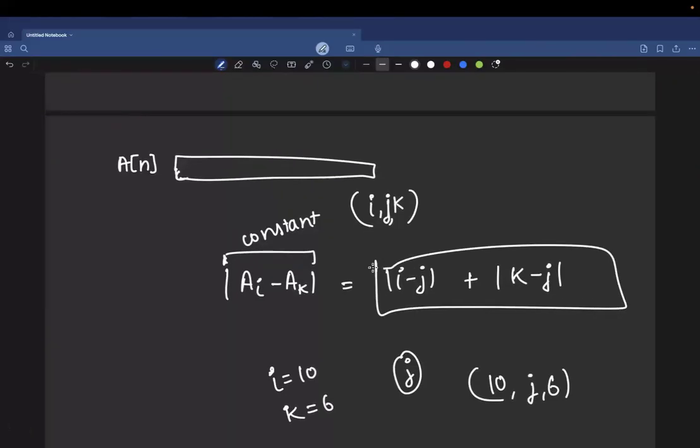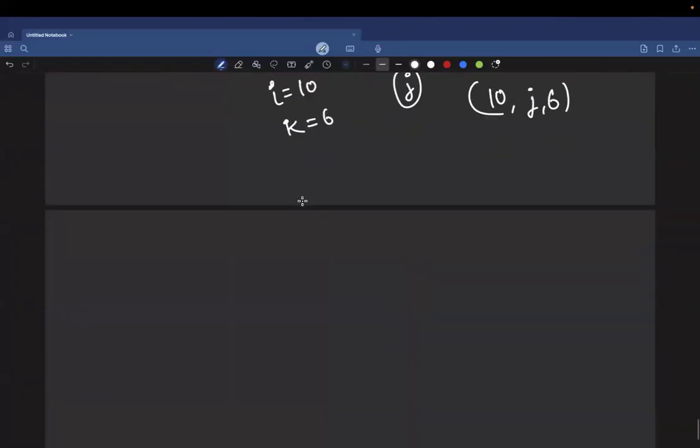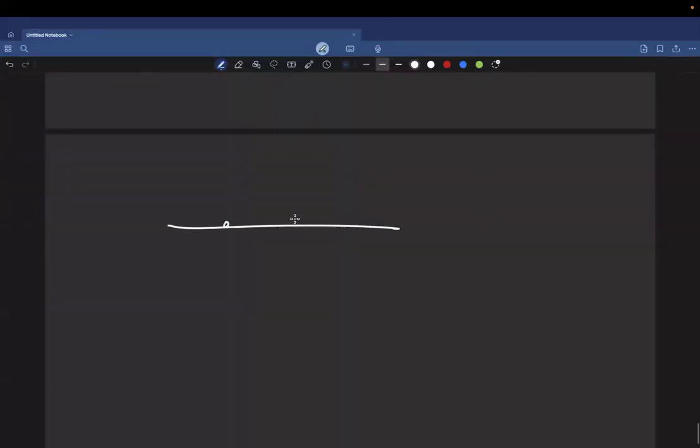Now this expression on the right hand side, I minus j plus k minus j, we can visualize this on a graph where if you have minimum of I comma k here and the maximum of I comma k here, j can either be between them, or it can be smaller than the minimum guy, or it can be greater than the maximum guy.